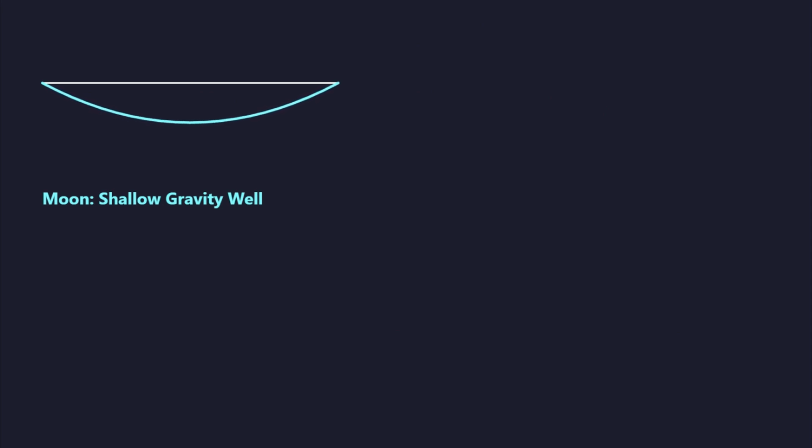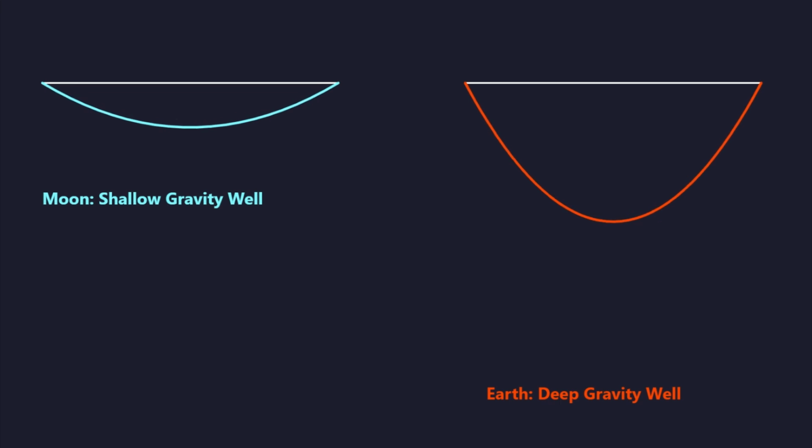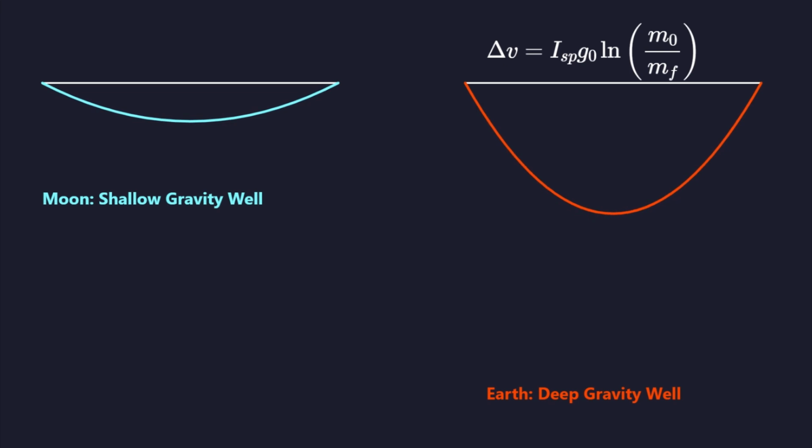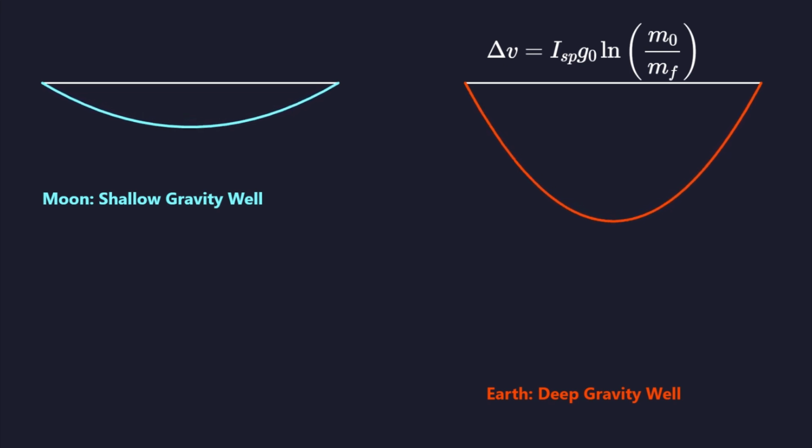Planetary size dictates the difficulty of spaceflight. On a smaller world like the Moon, the required delta V is much lower, allowing for simple single-stage landers. On Earth, the deep gravity well makes the rocket equation an unforgiving master of mission design.